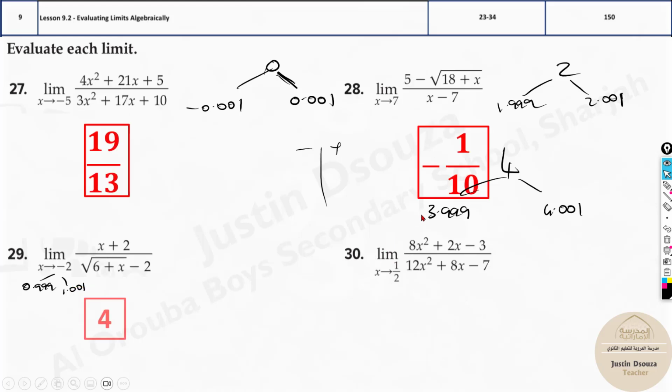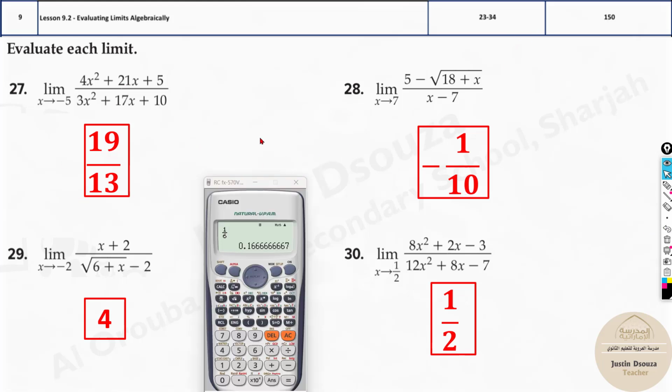All these, please do by yourselves. Now, especially for such problems, let me do this one over here. Let's take our calculators. Students tend to get confused over here. Now, 4x squared plus 21x plus 5 divided by 3x squared plus 17x plus 10. Now calculate at -5. What happens at -5 is the lesser value is -5.001, the greater value is -4.999. But since it's not writing, you don't have to worry about it.